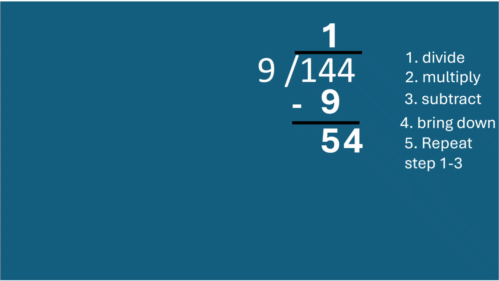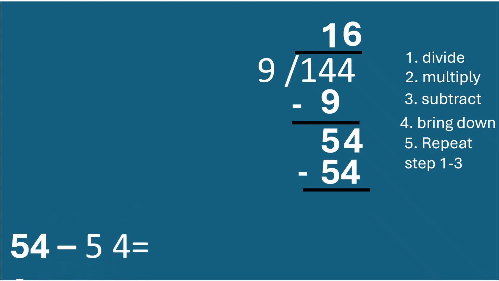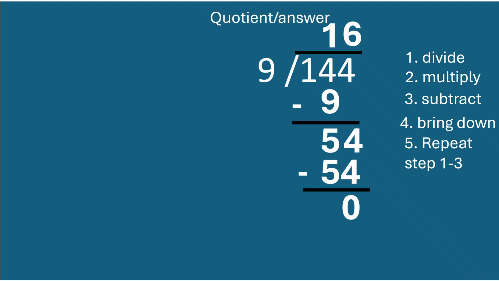Next is we're going to repeat steps 1 to 3. So we have 54 divided by 9 is equal to 6. You place 6 on the top of 4 and then multiply 6 times 9 is equal to 54, and then we subtract 54 minus 54 is equal to 0. So we have the answer 16, or this is called the quotient, and the remainder is 0.